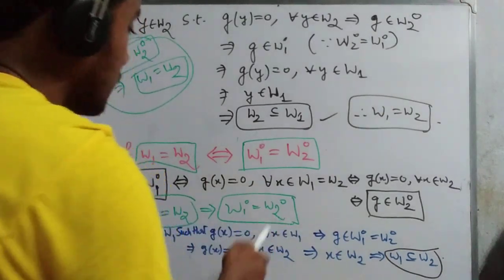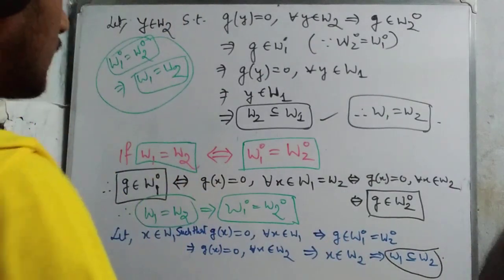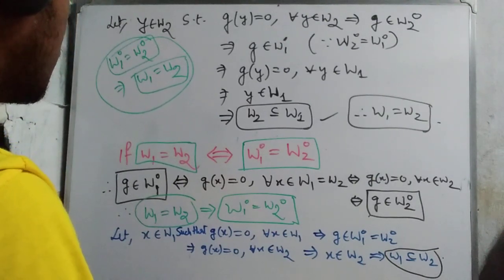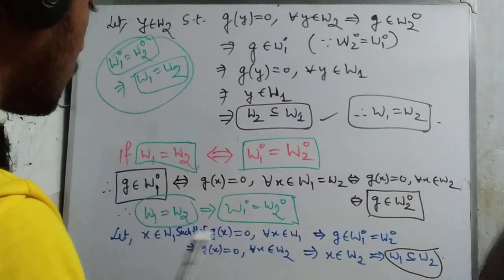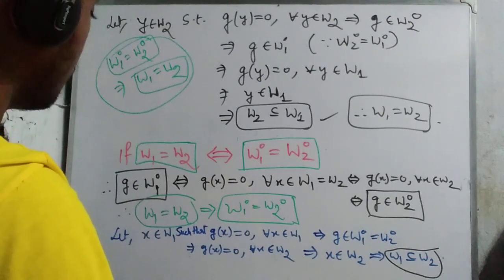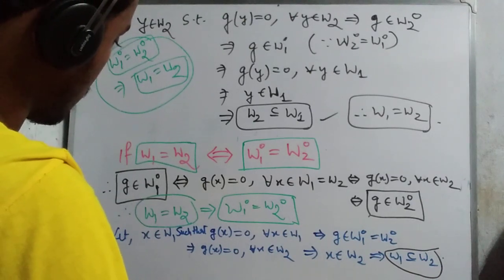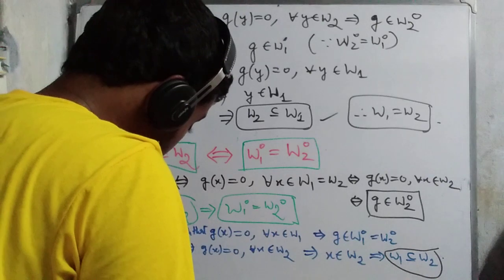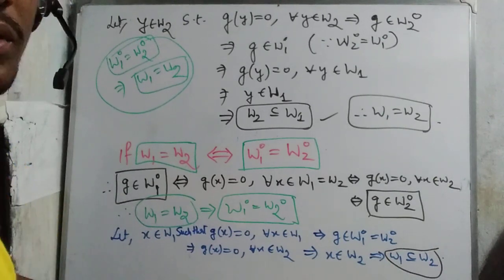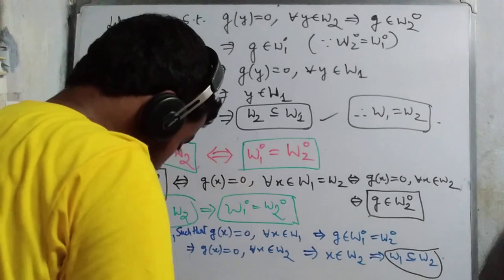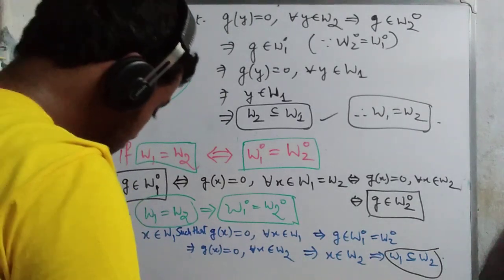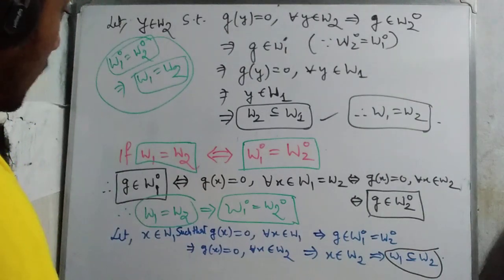x belongs to W1 such that this one holds. This implies that g belongs to W1 naught, and this one is given, so g belongs to W2 naught. So x belongs to W1, then g(x) equals 0 for all g belonging to W2 naught. This implies that x belongs to W2. Not a problem at all. So W1 is a subset of W2 and W2 is a subset of W1, and in this way we also prove this one. So today we stop here.